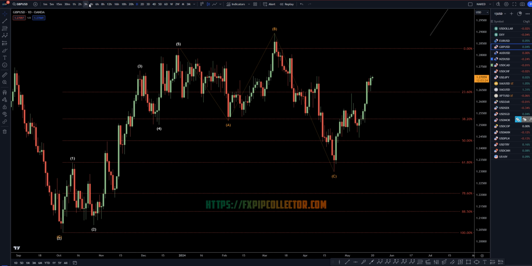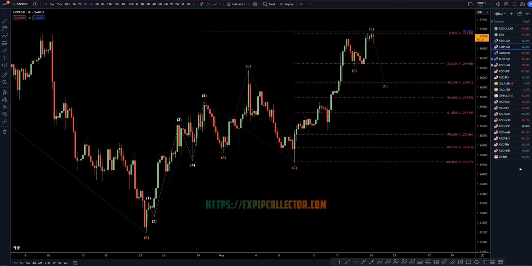So bringing it down to the 4 hour time frame. On the 4 hour time frame, it definitely looked like it was trying to make an ABC here. It looked like this was an A. It looked like this was a B. It really looked like it needed to go down and make a wave C before it actually ended up continuing the uptrend, which I still think is a very likely possibility.